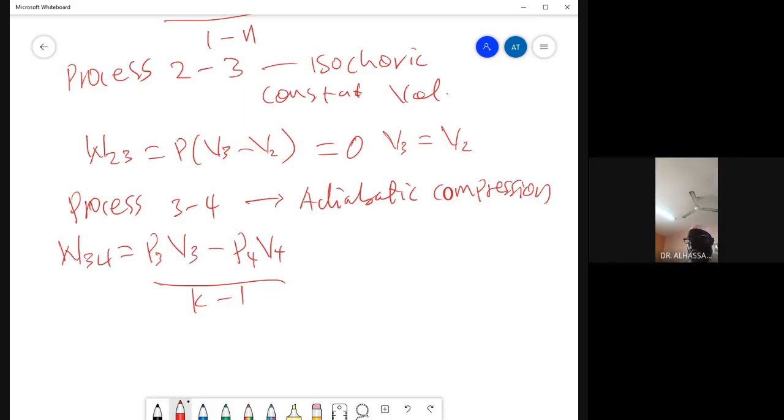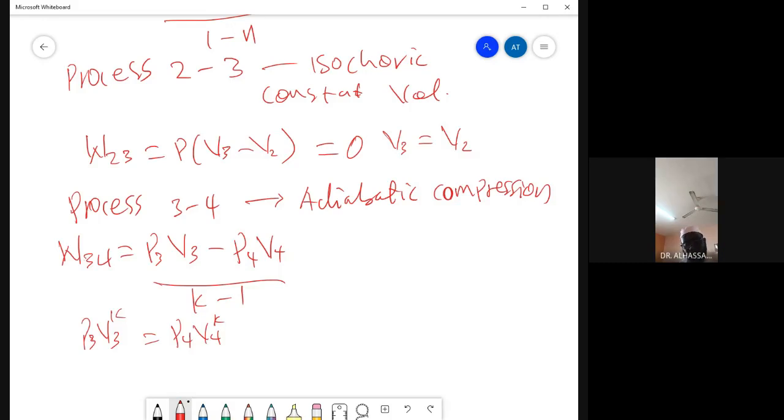So we know that P3 V3 raised to the power K equals P4 V4 raised to the power K. Just like we did for the value for N, a similar case we'll do for the value for K. But here we don't know the value for P3. P3 is not given, so we need to calculate P3.